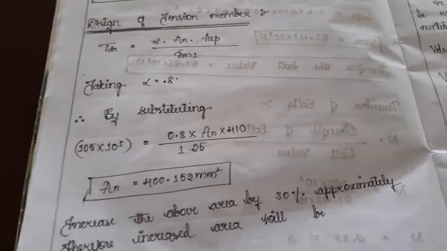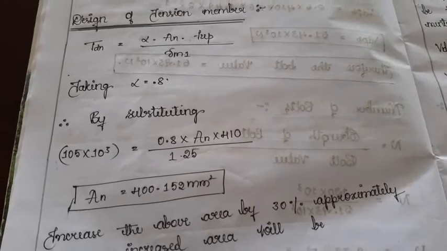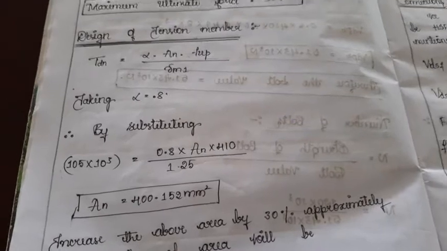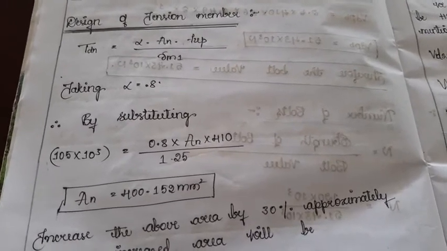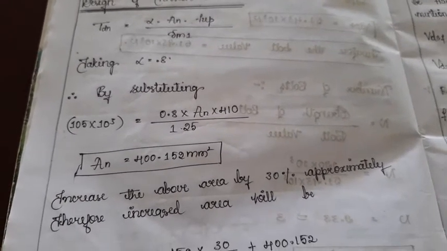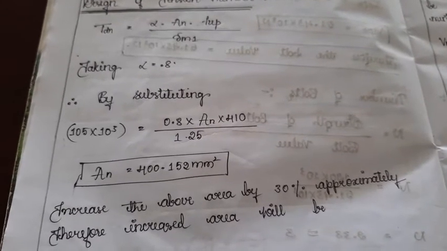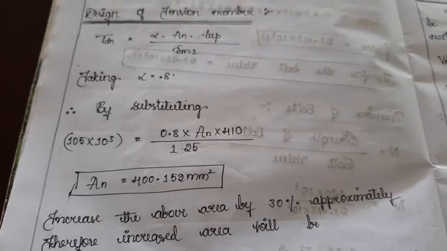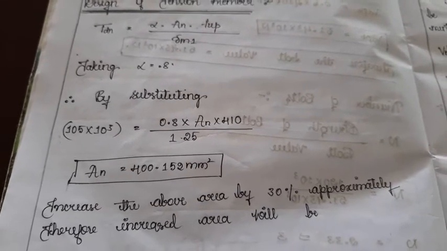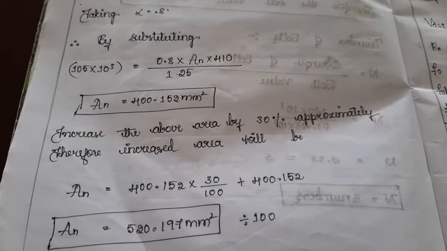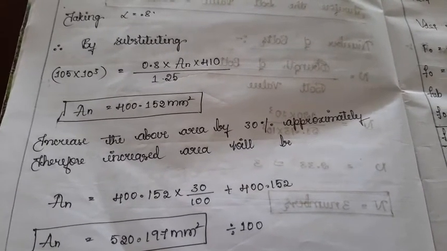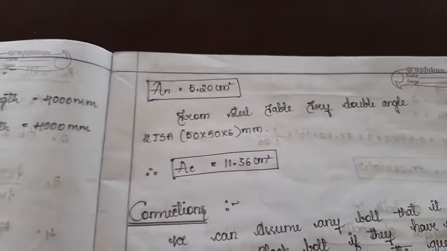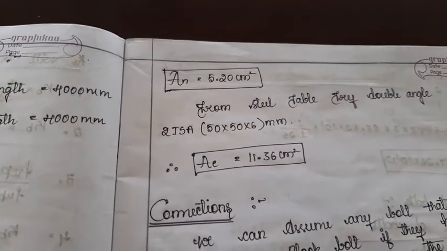When you substitute all the values and calculate your AN value, you will get 400.152 mm square, that is the area of your tension member. Increase the above area by approximately 30%. When you increase 400.152 mm square by 30%, you will get 520.197 mm square. Convert that into centimeter square, and you will get the area as 5.20 centimeter square.